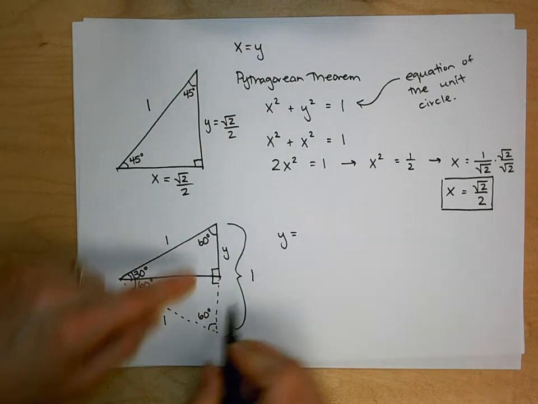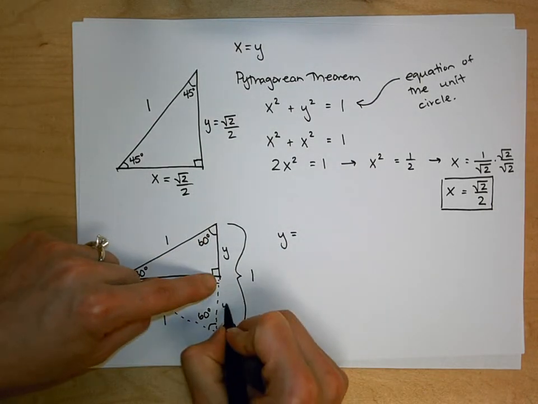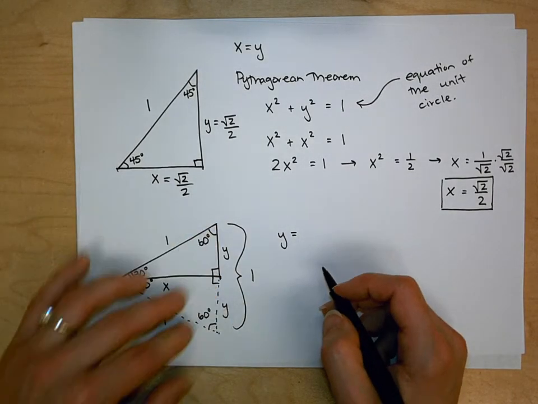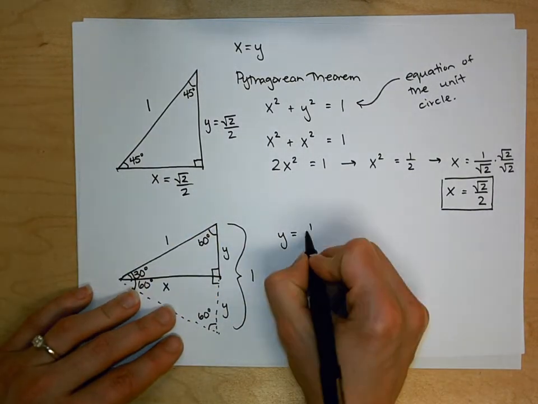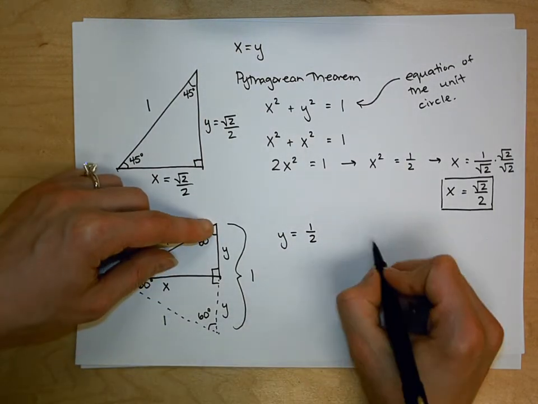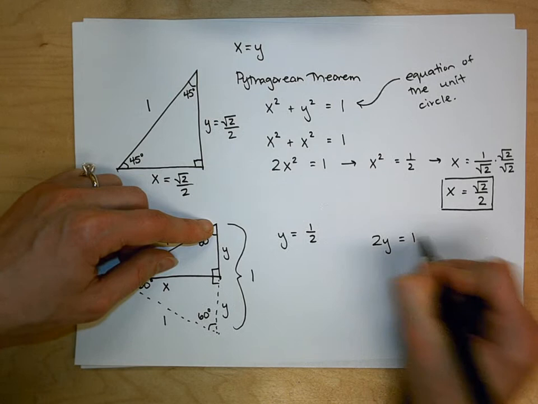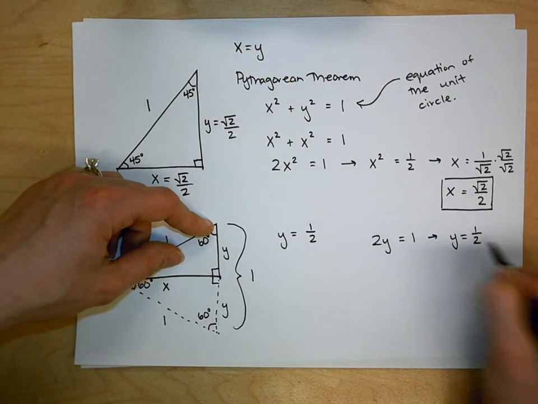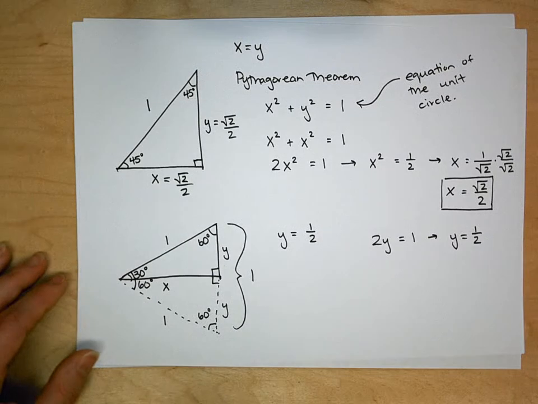I know that these two sides here, this side and this side, are both y. When I add them together, I get 1. Well, y would have to be 1/2 then. Another way of thinking about it is this side length is 2y. I want that side to be 1, so then of course we can just solve for y. Y is 1/2. Okay, so there's the y-coordinate.